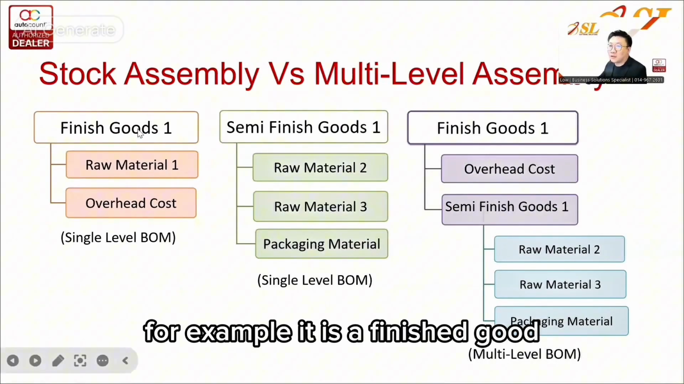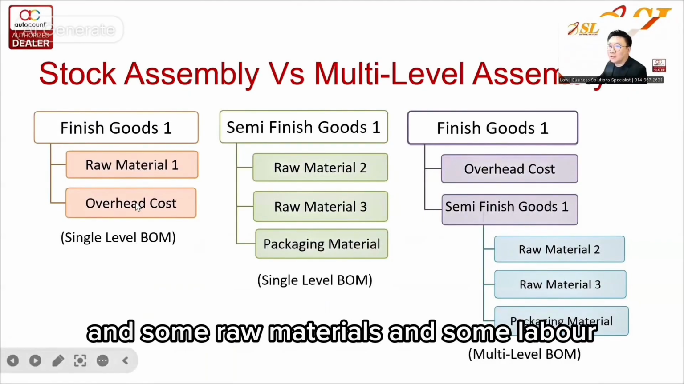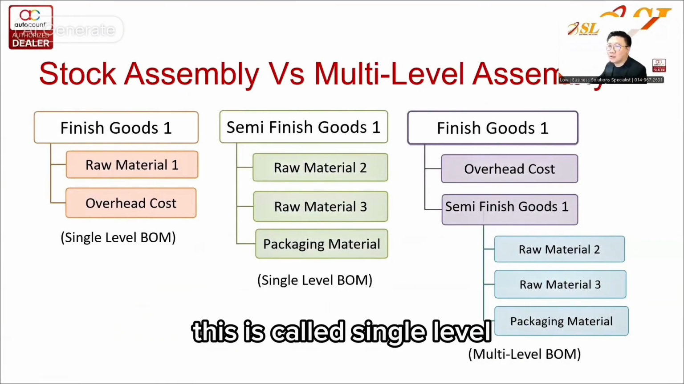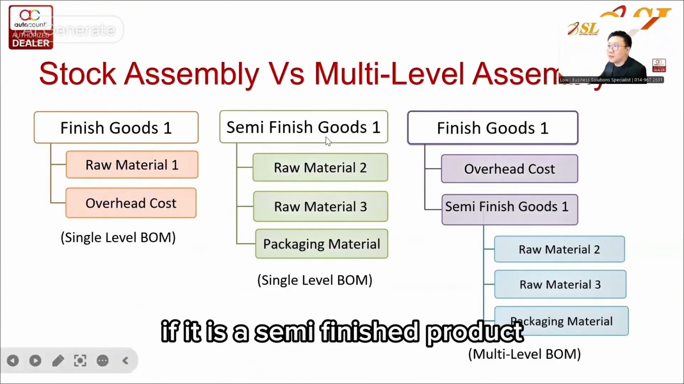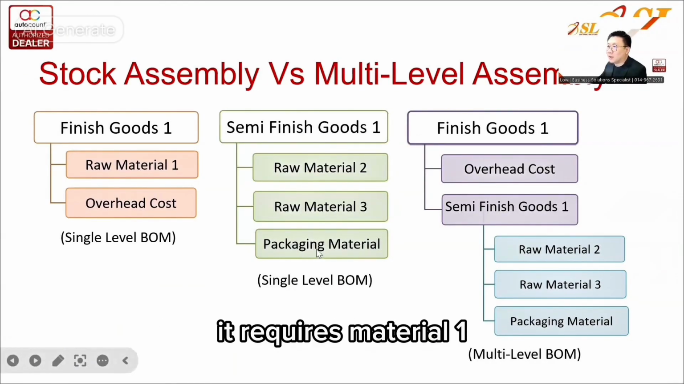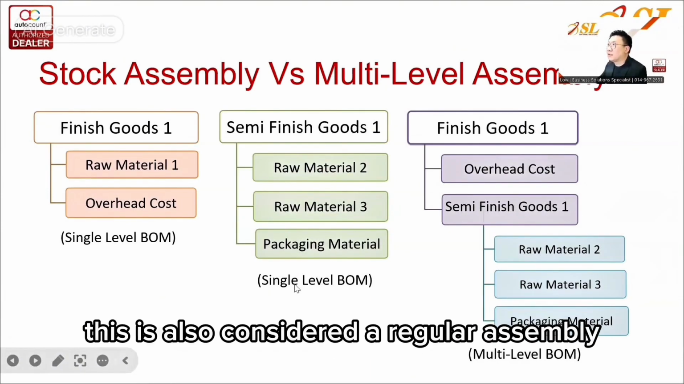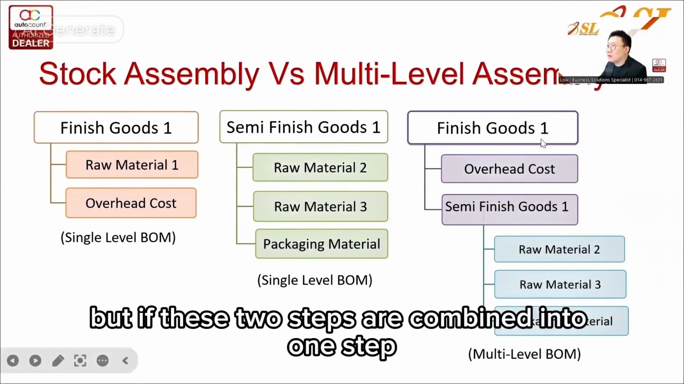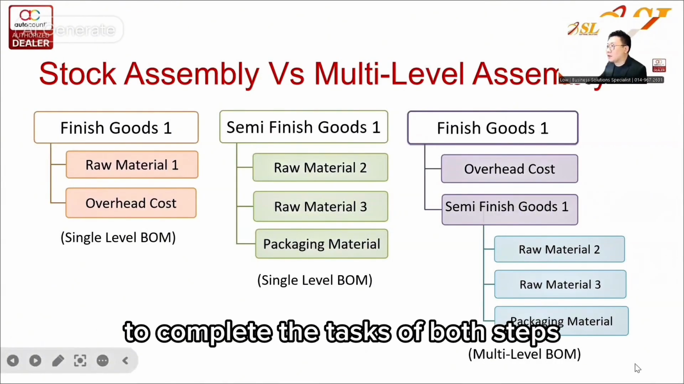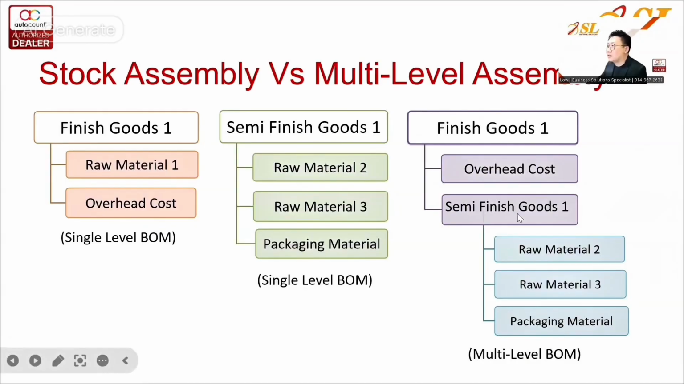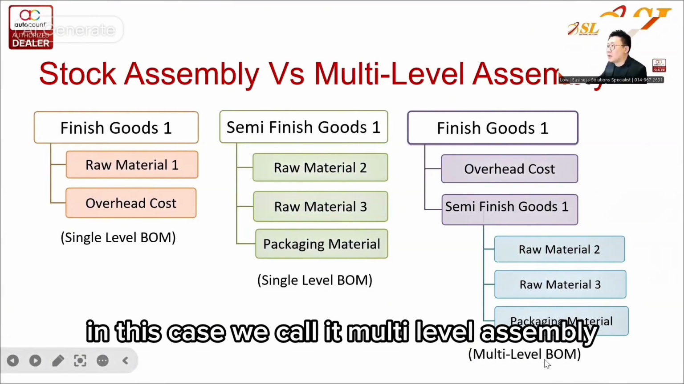For example, a finished good is produced from material 1, some raw materials and some labor. This is called single level. If it is a semi-finished product, it requires material 1, material 2, and some packaging material to manufacture. This is also considered a regular assembly, a single assembly. But if these two steps are combined into one step to complete the tasks of both steps, in this case, we call it multi-level assembly.